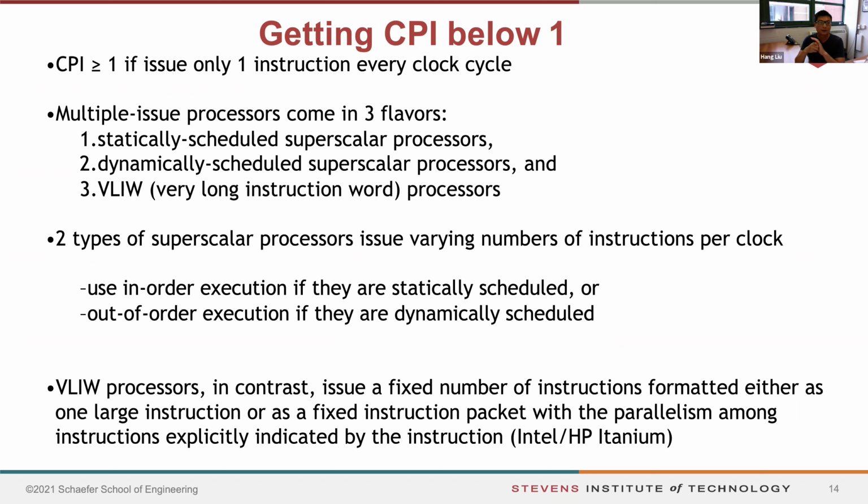Two types of superscalar processors issue a variable number of instructions per clock, and use in-order execution if they're statically scheduled, or out-of-order execution if they are dynamically scheduled. A very long instruction word processor issues a fixed number of instructions, formatted either as one large instruction or as a fixed instruction packet, with the parallelism among instructions explicitly indicated by the packet, right? So when we do VLIW, we basically already let the processor know how it goes, and the dependencies are explicitly indicated.